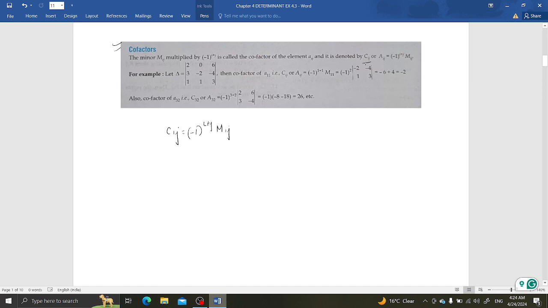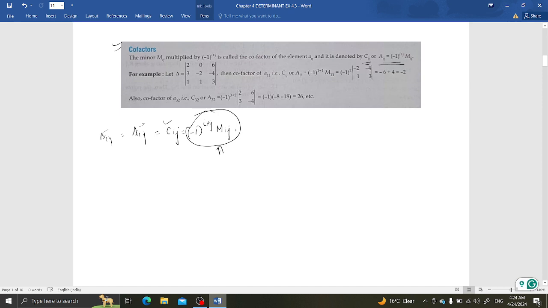This is the formula we have. The notation is Cij, and in NCERT it is written Aij. It may be possible that in the exam they give Aij, Cij, or they may define it themselves as Bij. So no need to worry about what Bij is. Bij is nothing but minus 1 raised to the power i plus j into Mij. Every time this is the same. The letters may or may not change, but this formula remains unchanged.